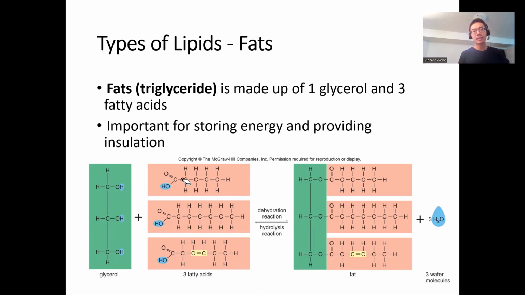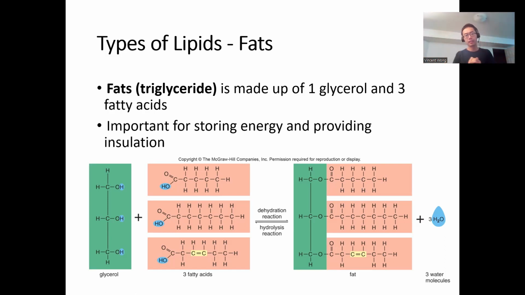Fatty acids are just a bunch of C and H connected together. Sometimes they are really short, like the one being shown here, which has only 5 carbons. Sometimes they are really long, 10s, 12s of carbons, right? The length doesn't really matter. So you will have one glycerol, and then you will attach different fatty acids onto it. You will attach up to 3 fatty acids onto the glycerol to get the fat molecule.